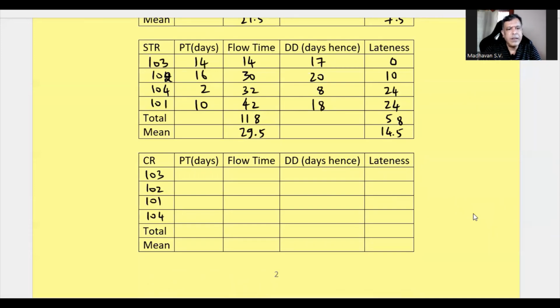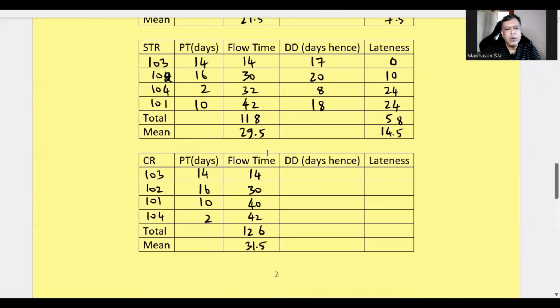Now processing time for 103 is 14 days. 102 it is 16 days. 101 it is 10 days. 104 it is 2 days. Now let us calculate the flow time. First one will be 14, then we have 30, then we have 40, then we have 42. Now let us add the total flow time. It is 6 here, and this is 8 plus 3, 11, 11 plus 1, 12. So it becomes 126. That means the mean flow time is 126 by 4, which gives you 31.5.